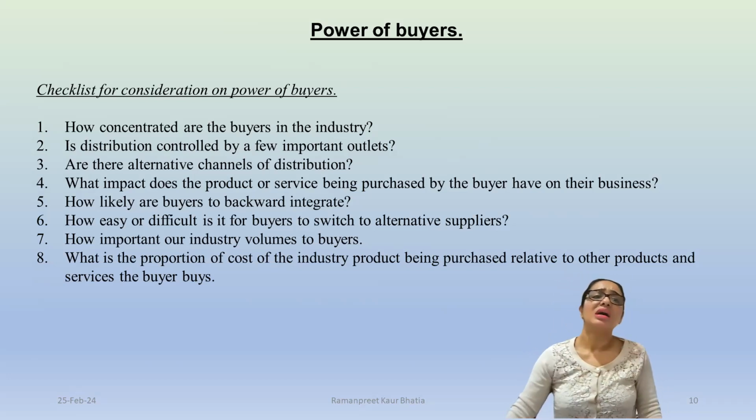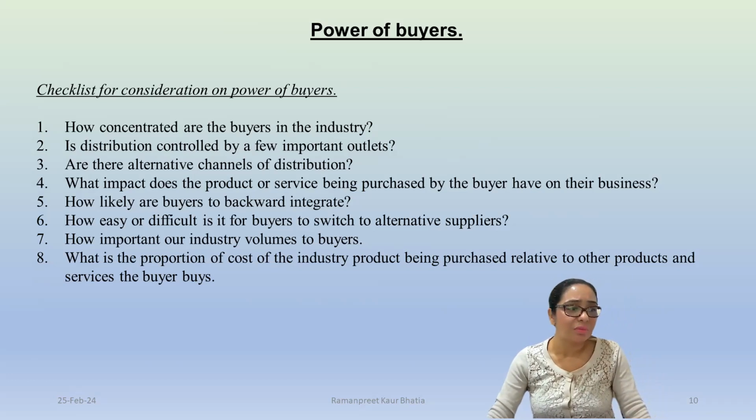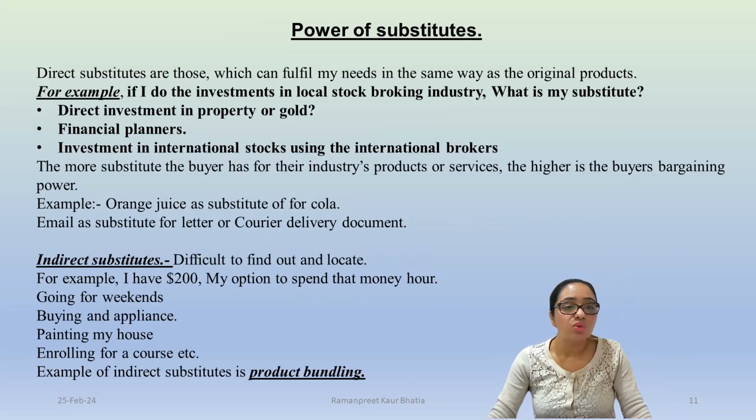So this was our third factor given by Michael Porter. Now we'll go to the next factor, which is the power of substitutes. What are direct substitutes? Products and services that can be used instead of the product or services of a particular industry. Right, so those are my substitutes.